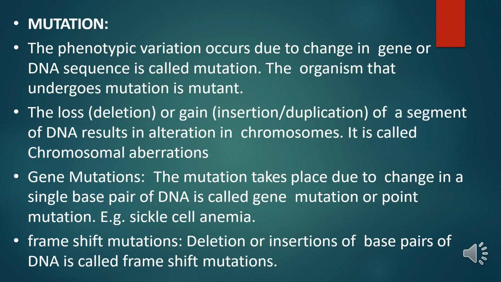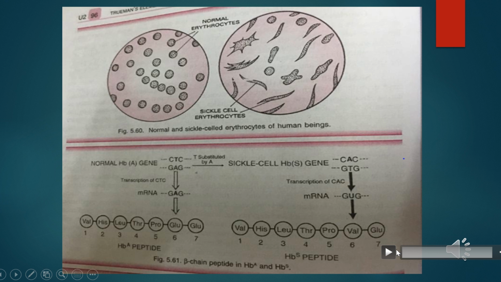In addition to all these cases, mutations also arise due to change in a single gene pair of DNA. Now, let's see the example in the next slide. A classical example is sickle cell anemia. This slide is showing sickle cell anemia, which is an autosomal hereditary disorder in which the erythrocytes, meaning RBC, become sickle shaped under oxygen deficiency, as during strenuous exercise and at high altitudes.